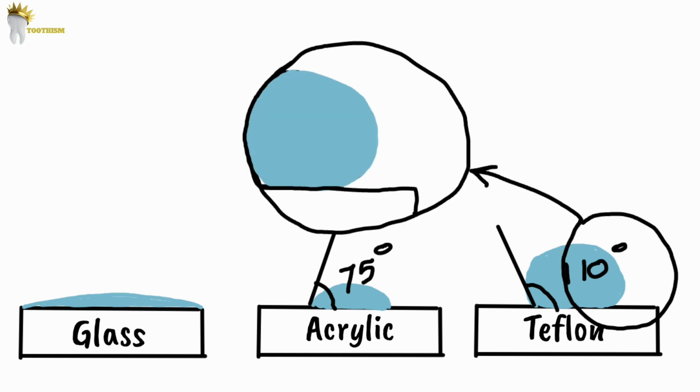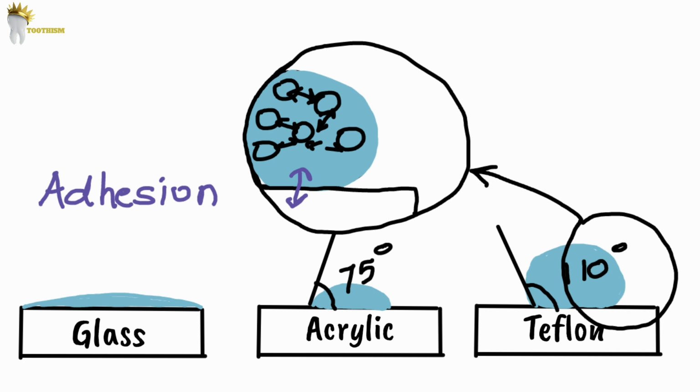And here on the Teflon you can see the water drop is not spreading over the glass slide. Instead it beads up. So it means that the force of adhesion is weaker here. The cohesion force between the water molecules is stronger than the force of adhesion.